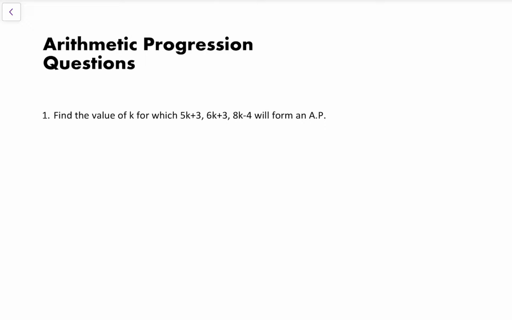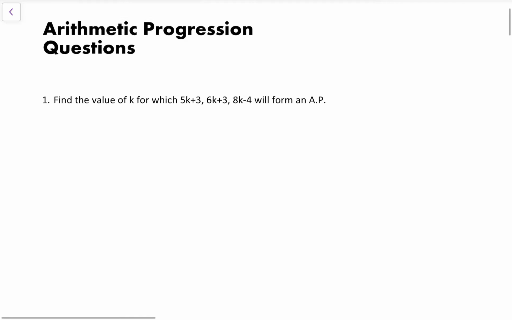In this video, we'll solve some arithmetic progression problems. Let's start with question number 1, where we are given three AP terms and we need to find the value of k. So we can assume 5k plus 1 as a1 and 6k plus 3 as a2 and 8k minus 4 as a3 of the arithmetic progression that is given.